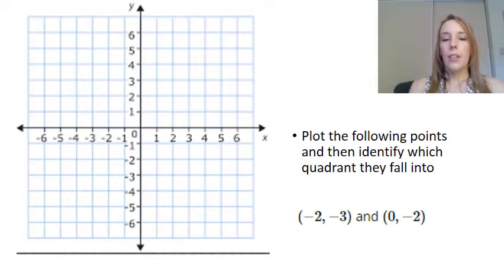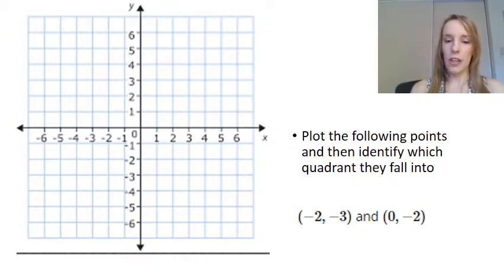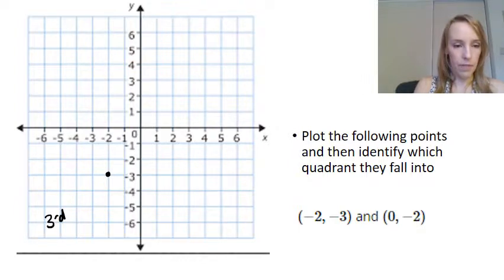Okay, so our next task is to plot the following points and identify which quadrant they fall into. Okay, so -2, -3. So -2 is our first one, that's our x coordinate, and -3, so we're going to drop down to -3. So this is our first point, and that's in the third quadrant.